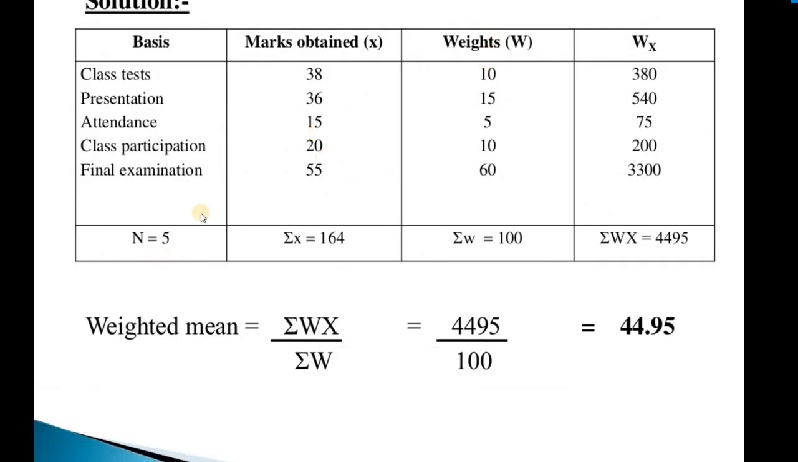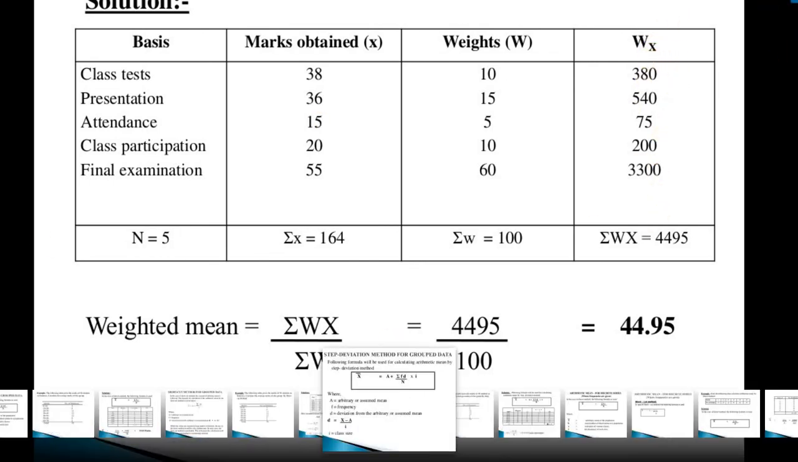Then here, we need to multiply this column W into X. W into X means this column into this column. Okay, then 38 into 10, 380, 36 into 15, 540, 15 into 5, 75, 20 into 10, 200, 55 into 60, 3300. Then we need to take the sigma. Sigma means total.